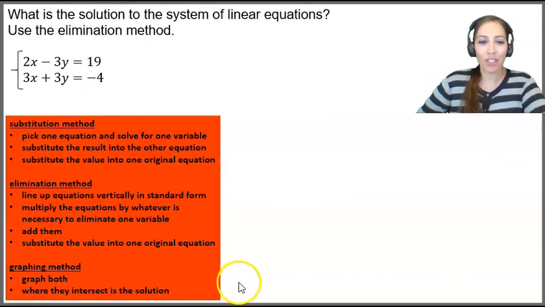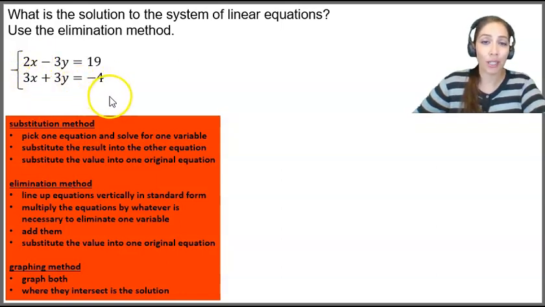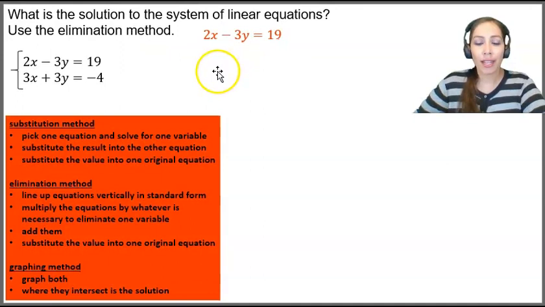Now that we have Chloe's cheat sheet notes, we can use them to help us with the elimination method. The first thing it says is to line up the equations vertically in standard form. Standard form is ax plus by equals c, where a, b, and c are all constants. I can see that they're already both in that form, so I'm going to line them up vertically. I have 2x minus 3y equals 19 over 3x plus 3y equals negative 4.